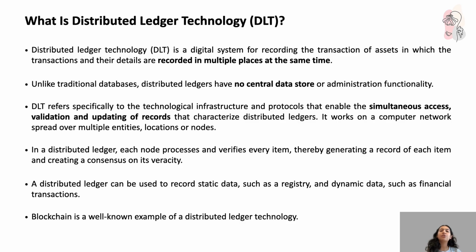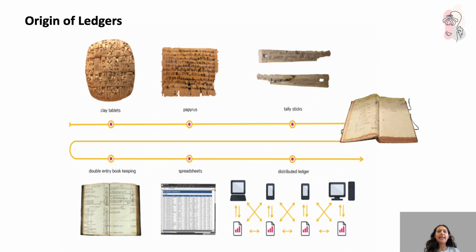A distributed ledger can be used to record static data such as a registry and also dynamic data such as financial transactions. Blockchain is a well-known example of distributed ledger technology because it does not have a central authority. It does not have a central person sitting on top of everyone. It is completely distributed among different nodes participating in the network. Make sense?